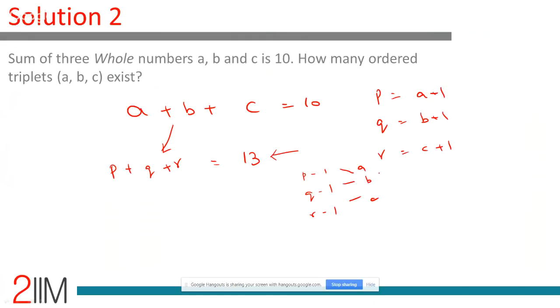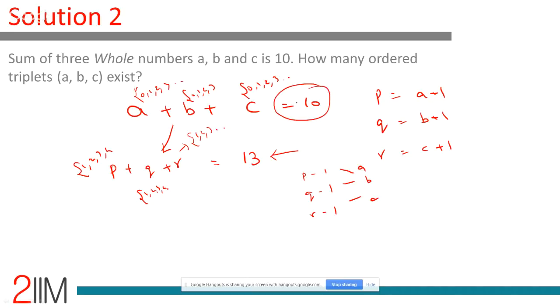We can do it in only one specific set of scenarios. Imagine the set of values A can take are 0, 1, 2, 3, etc. B can take 0, 1, 2, 3, etc. C can take 0, 1, 2, 3, etc. What can P take? 1, 2, 3, 4. Q, 1, 2, 3, 4, 5, etc. R, 1, 2, 3, 4, 5, etc. The beauty of this is that our whole number problem has gotten translated into a natural number problem.